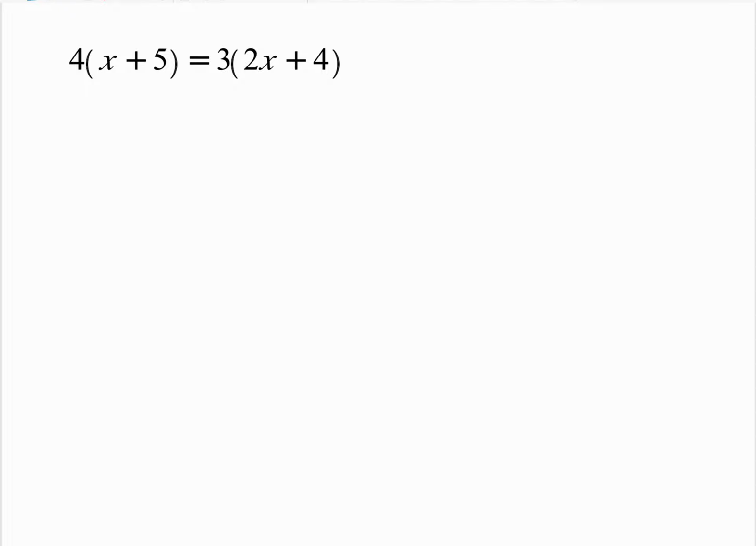Now we get into a little more complex equations. We've got distributive property on both sides this time. So you've got to take care of the parentheses before I can start to solve it. So 4 times x is 4x. Then I would multiply 4 times plus 5, which would be plus 20. Then over here I would do 3 times 2x, which is 6x. And then 3 times a plus 4 would be a plus 12.